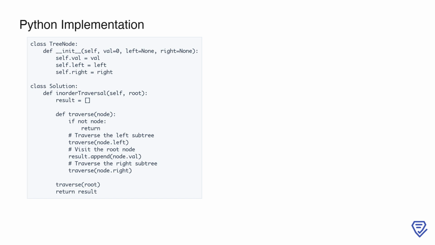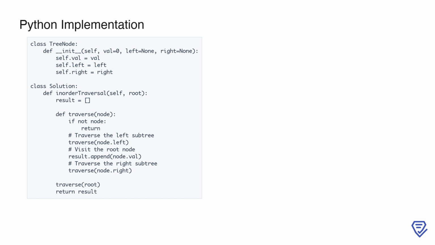Inside the method, we define a helper function traverse that performs a recursive traversal of the tree. The base case checks if the current node is null. If it is, we return immediately. Otherwise, we recursively call traverse on the left child, node.left, add the current node's value, node.val, to the result list, and then recursively call traverse on the right child, node.right.